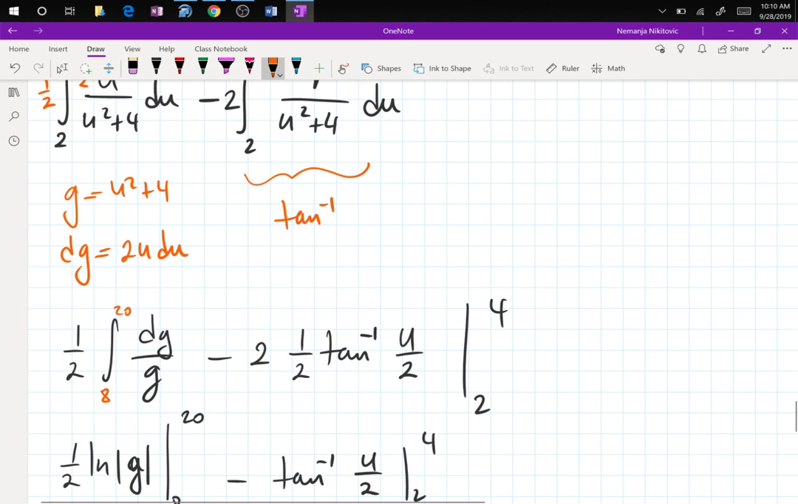So let's take a break. When we come back, 8.2 integration by parts.